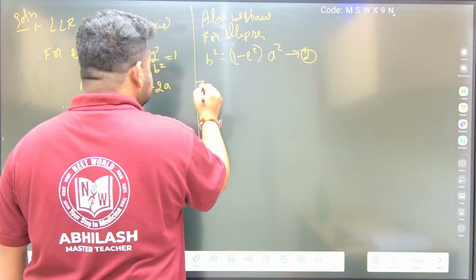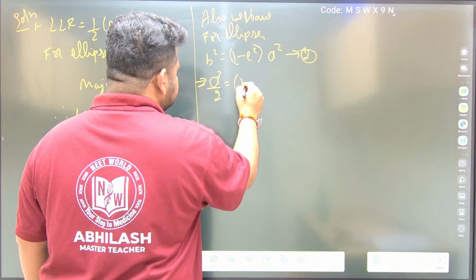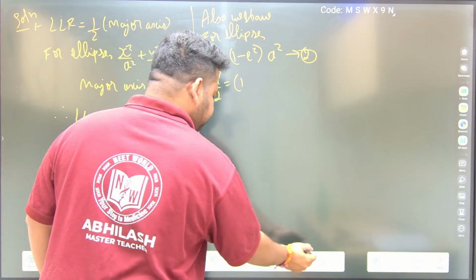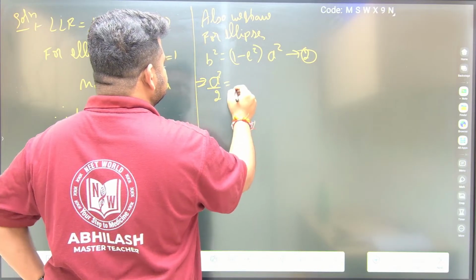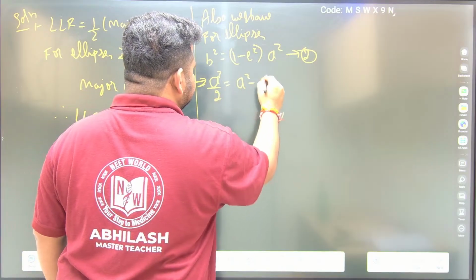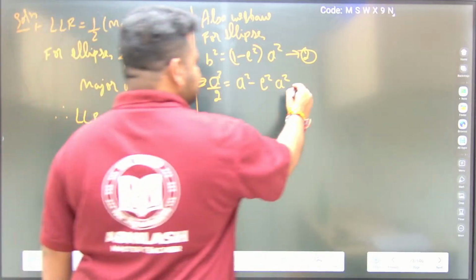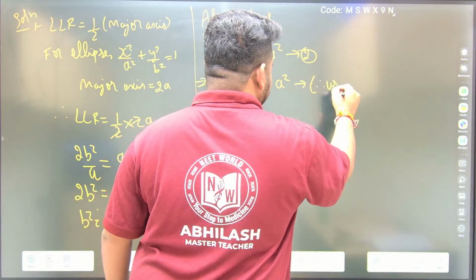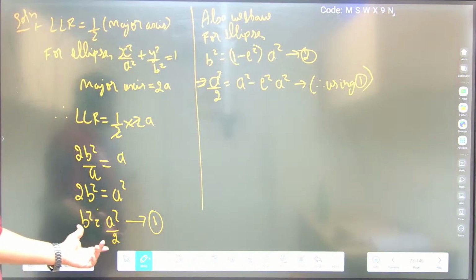So this implies that instead of b square I can write a square by 2 is equal to 1 minus e square, multiplied by a square. Therefore, using equation 1, that is b square is equal to a square by 2, that is what I have used.